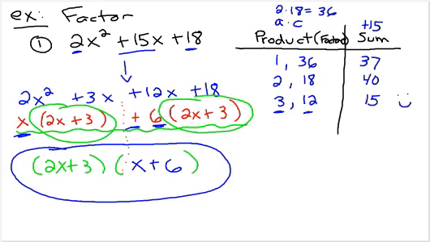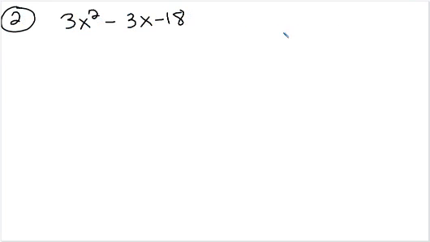So once again, product sum method: we multiply the a term times the c term. Then I want the factors, things I can multiply together to get what I got when I did a times c. And then I want the two numbers to add up to be this middle term. Let's do another one of those so that you're more comfortable with it. Let's say that I had 3x squared minus 3x minus 18. So once again, we're going to make a chart over here.